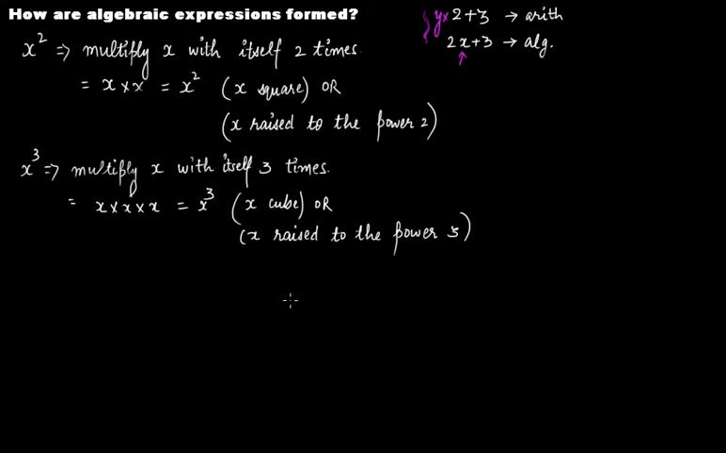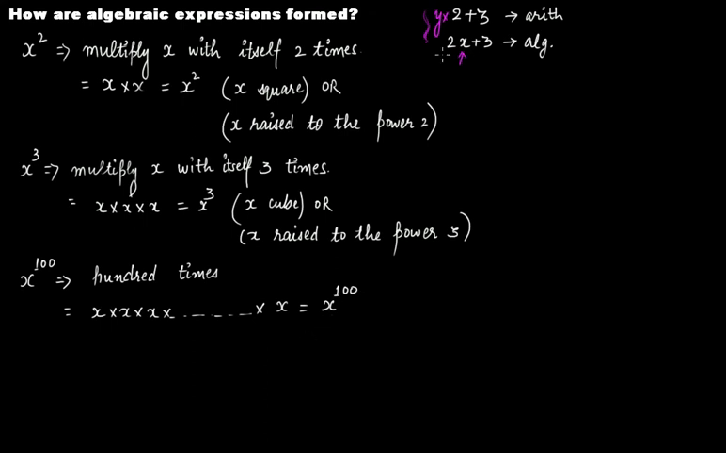In the same fashion, if it is x raised to the power 100, this will be multiplying x with itself 100 times. This is the way it has been formed: x times x times x and so on, finally the 100th x. So multiply x with itself 100 times, and you'll get x raised to the power 100.